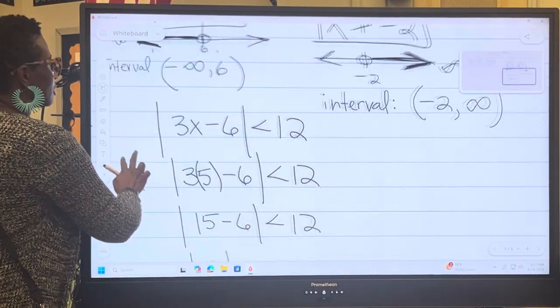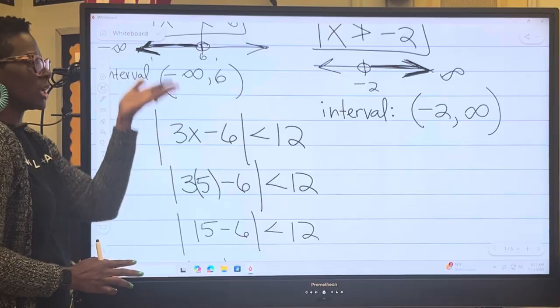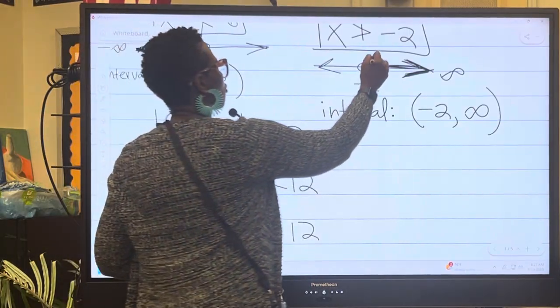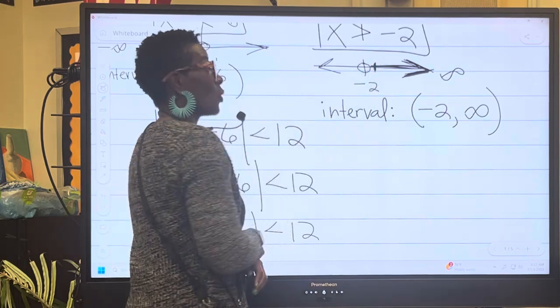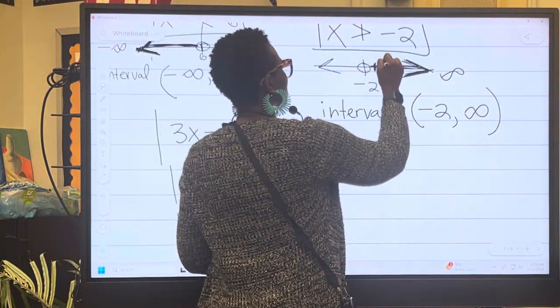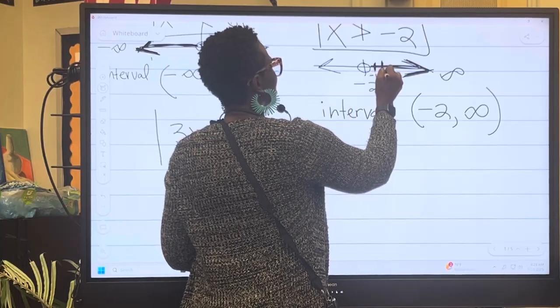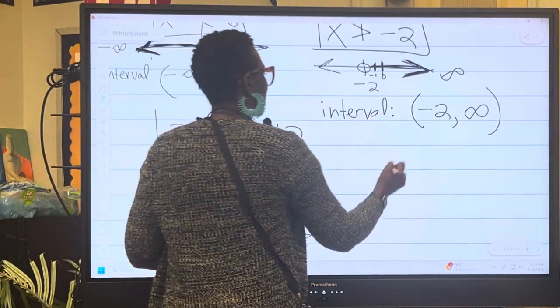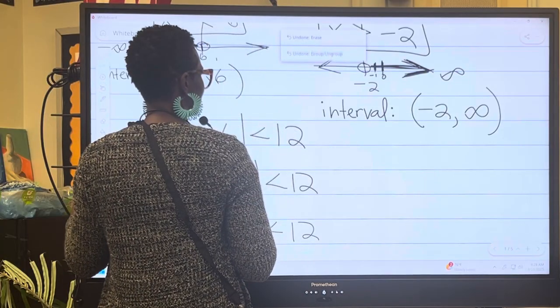Now, let's just pick a number close to negative 2. What number is close to negative 2? What number is right here? Negative 1. So can we plug in a negative 1? Yes? You know, I want to plug in a 0. It's a 0 right here too, right? Isn't that negative 1 and 0? Yes? Let's plug in 0. 0 is easy. So if we plug in a 0, what do we have?